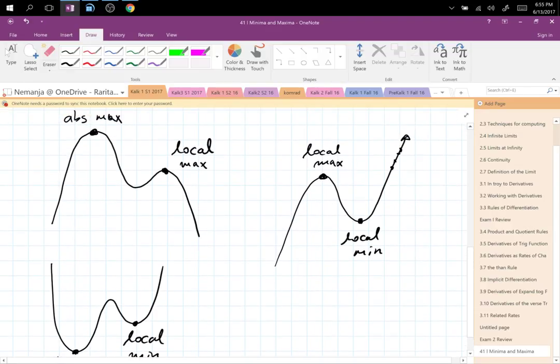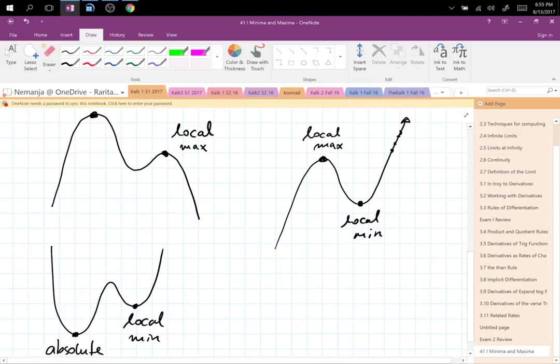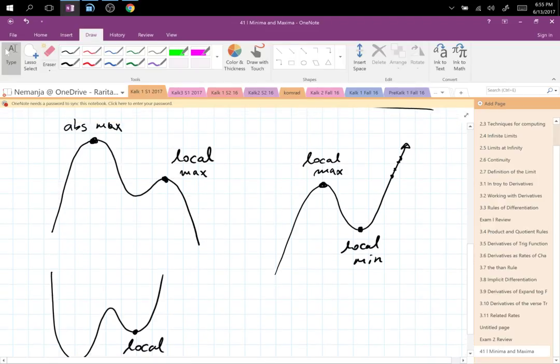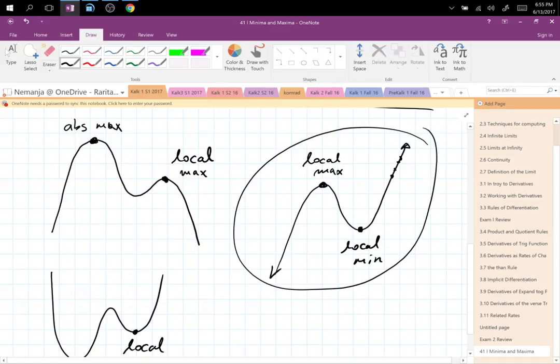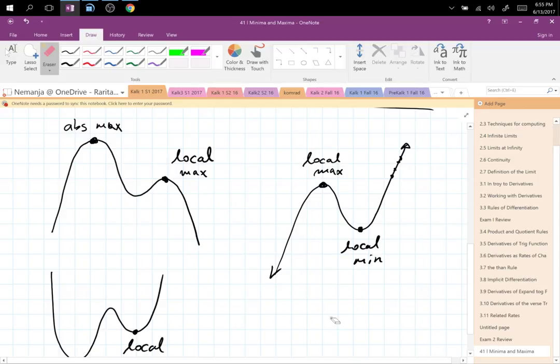So now we understand the absolute max or absolute min has to be the absolutely highest or lowest point on the function. And you can see this case here cannot have an absolute max or absolute min, because these arrows will go to infinity in the positive or negative y direction.